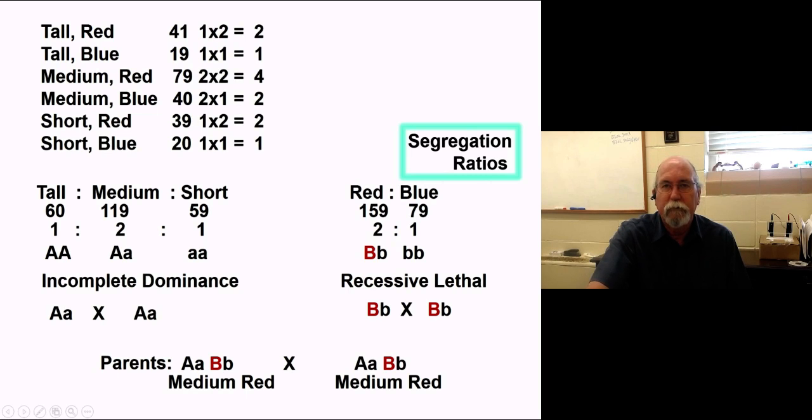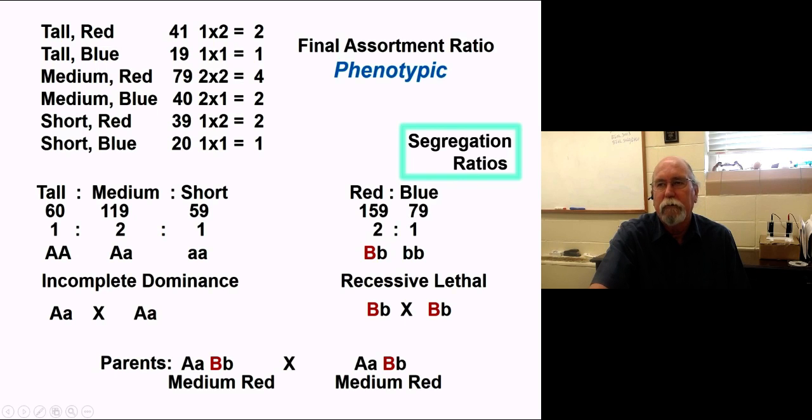So in our case, every time we have a tall, we put down a 1. Every time we have a medium, we put down a 2. And every time we have a short, we put down a 1. If you want to put them on top of these so that you can remember it, that's fine. Multiply them out. We end up with a 2 to 1 to 4 to 2 to 2 to 1. This is our final assortment ratio that is phenotypic, right? The way it looks. This is our phenotypic ratio.